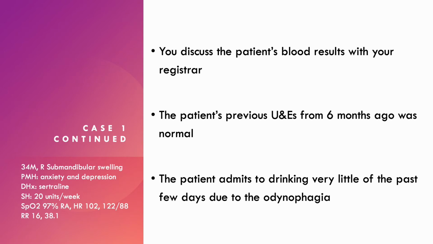So the registrar tells you to find some previous bloods, and you find some from 6 months ago, and the patient's U&Es was normal. So this is an acute picture. And the patient does tell you that they've been drinking very little the last few days because of the odynophagia. So this makes chronic kidney disease quite unlikely, and it makes it likely that the patient is suffering from an acute kidney injury. And this is probably secondary to the patient drinking very little because of the odynophagia that they've presented with, secondary to their cellulitis.